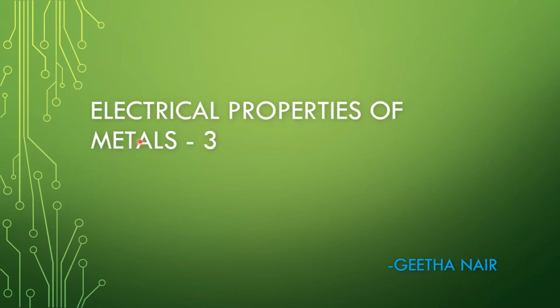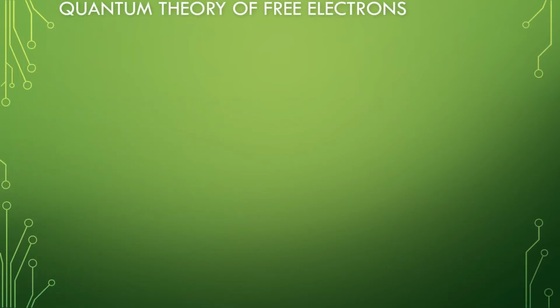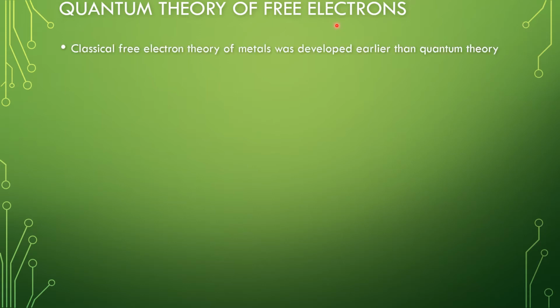This is the third part of the series on electrical properties of metals. Here we will see the quantum theory of free electrons, introduction to quantum statistics, and the Fermi distribution function. Quantum theory of free electrons.